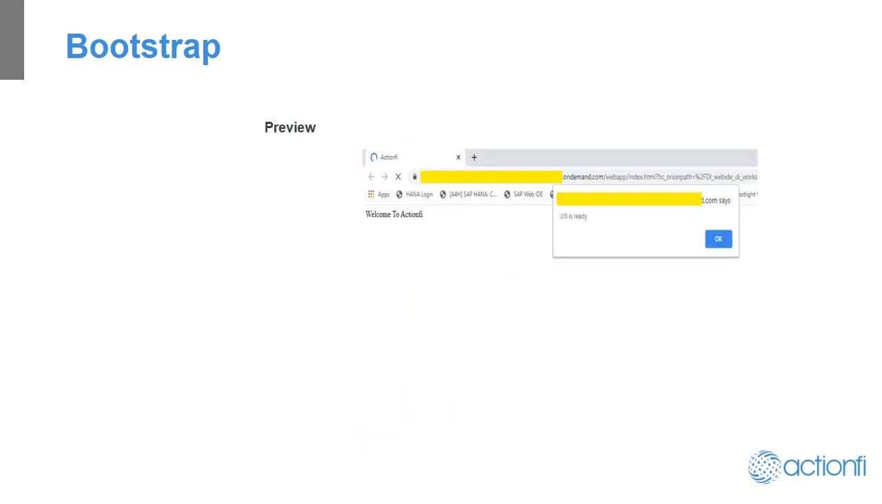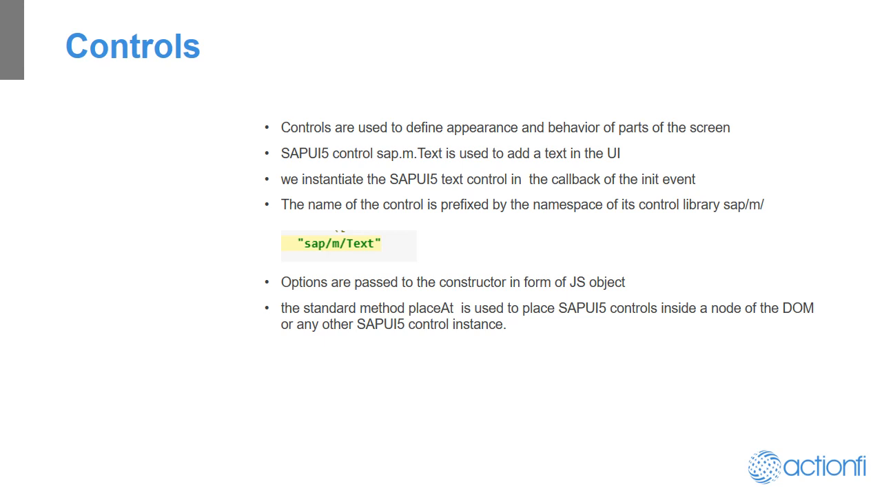Here is the preview where an alert is provided once the bootstrapping is finished. Controls. Controls are used to define the appearance and behavior of screen areas. All controls of SAPUI5 have a fixed set of properties, aggregations and associations for configuration.